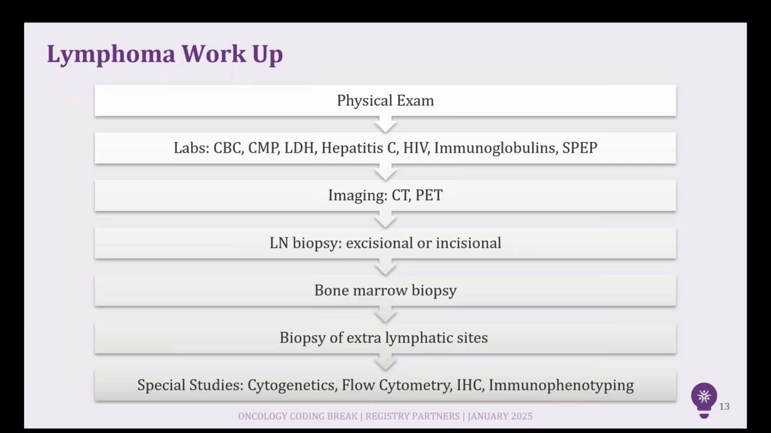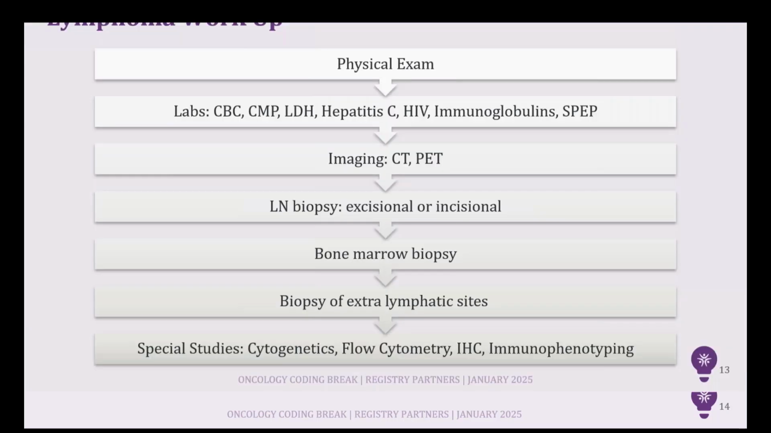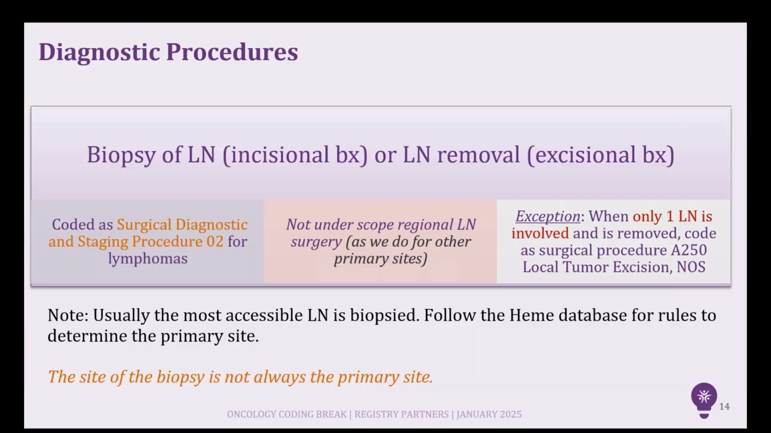So when a lymph node is biopsied or removed during the workup, it's coded as a surgical and diagnostic procedure, O2. Note that this is different than our normal coding instructions when we have lymph node biopsies for other cancer types and we're instructed to code them under scope of lymph node surgery. There is an exception to this rule. When you have only one lymph node that's involved by the lymphoma and it's removed, then we're instructed to code this as a surgical procedure, which would be code A250.